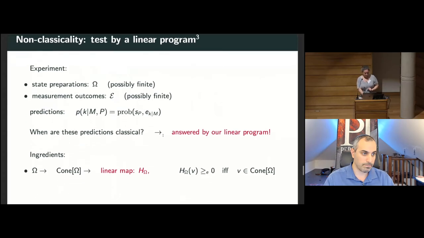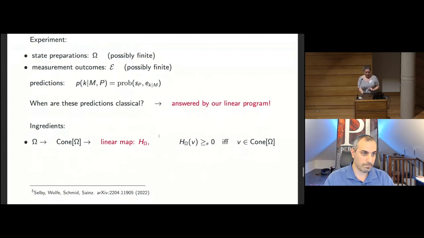Basically, the first ingredient that we need is a definition of a particular linear map, H omega. I'm not going to expect that you follow all of this, but I just want you to have an idea of how things run in the background, so that when Elie is playing around with examples, you can see how things work.